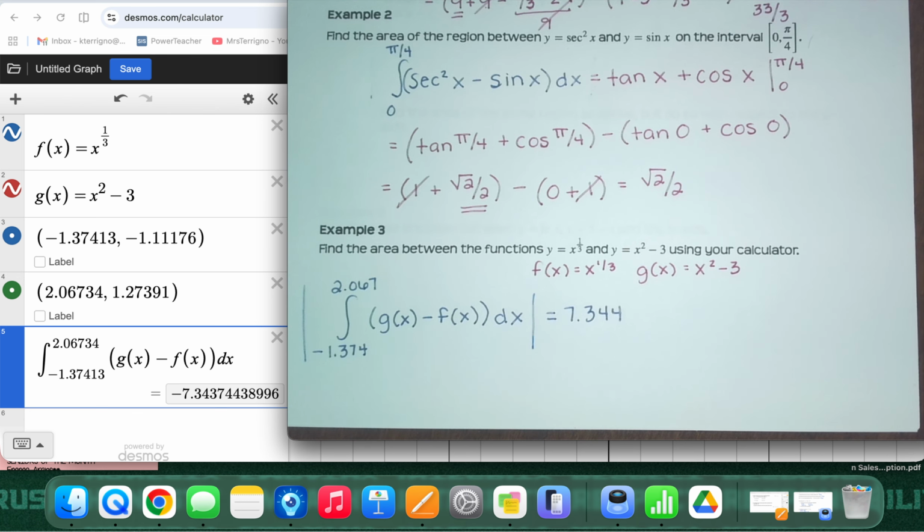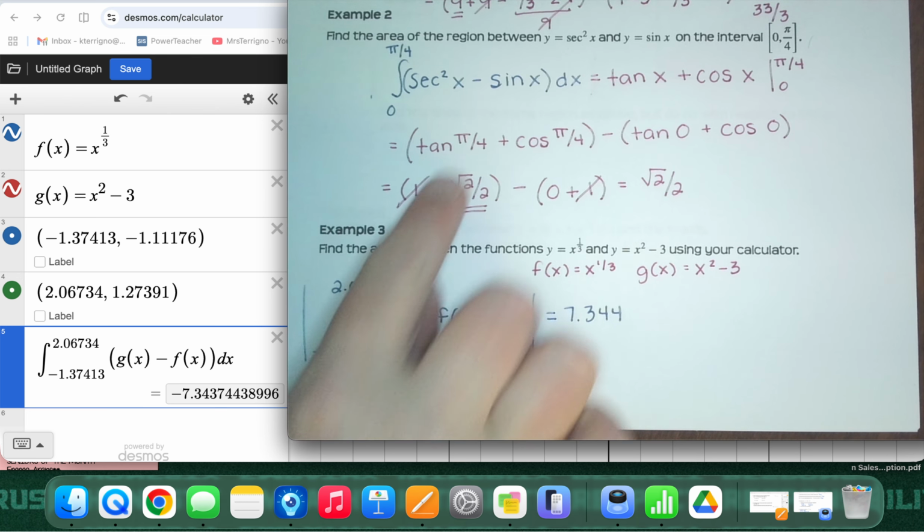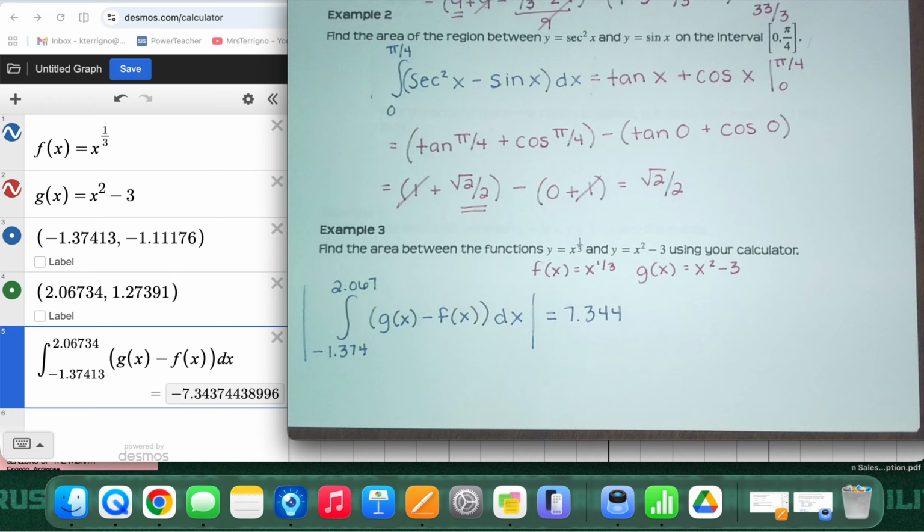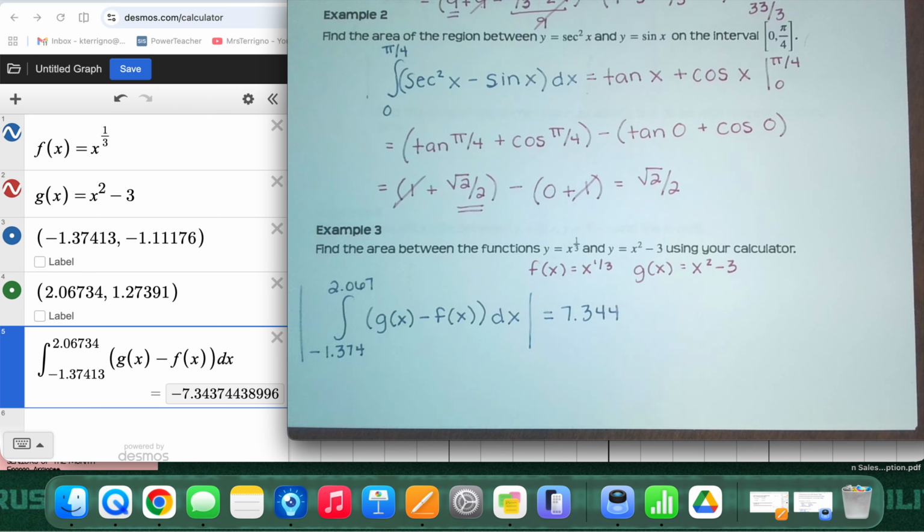You can let Desmos do all the heavy lifting. So unless it tells you you have to do it by hand, setting up the integral and then evaluating with Desmos is totally fair game. Okay, I think I'm going to jump into a second video just because this is getting kind of long, to cover the last few examples, because those get into some other ways that we can use integration. But this should be enough to get you started.